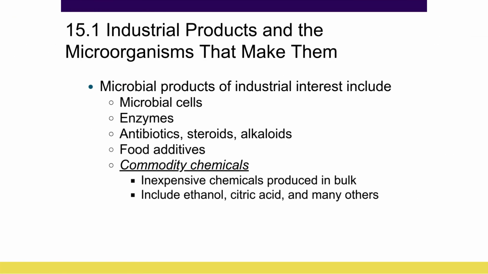Moving on, we will see the diverse range of microbial products of industrial interest. These include the microbial cells themselves, which can be used as a product. They also include enzymes, antibiotics, steroids, alkaloids, and various food additives. A major category is commodity chemicals. These are inexpensive chemicals produced in very large quantities. Examples include ethanol and citric acid.